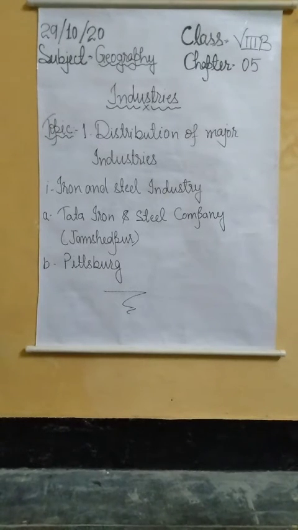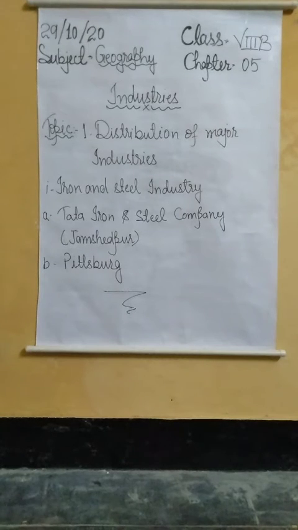So, as you all know very well, before independence, the Tata Iron and Steel Company Limited, in short TISCO, was the only iron and steel plant in the country, which was privately owned by the Tata family. Okay? And after independence, the government also set up several iron and steel plants.